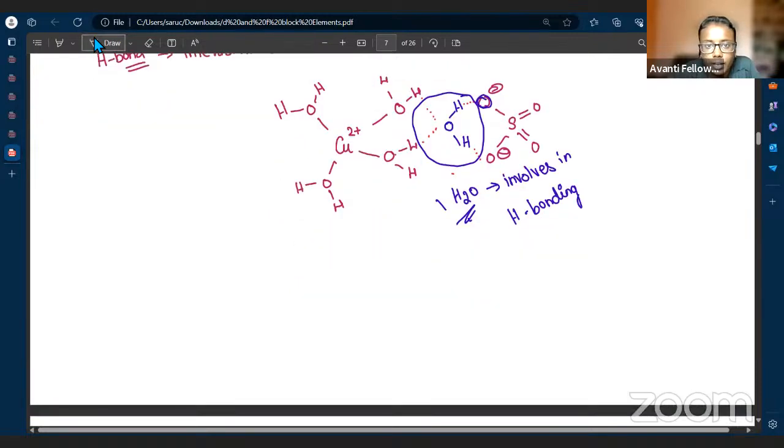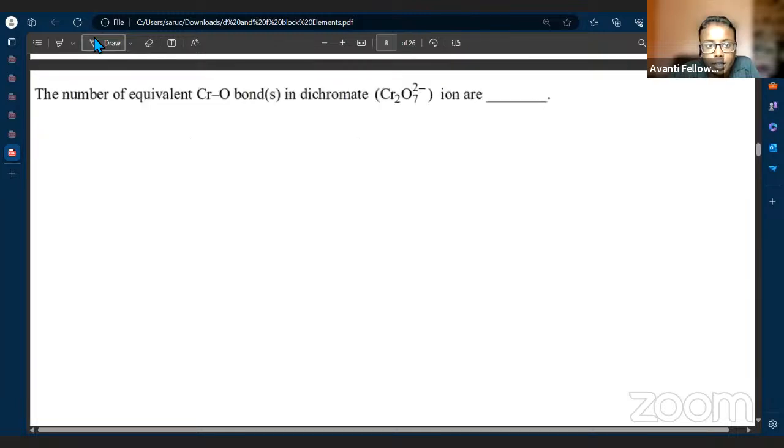Fine. Going to the next question. The number of equivalent Cr-O bonds in the dichromate Cr2O7 2 minus ion. We have to draw the structure first and find out the number of equivalent Cr-O bonds.